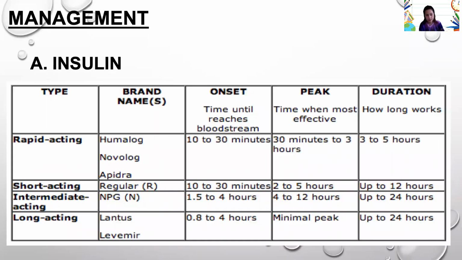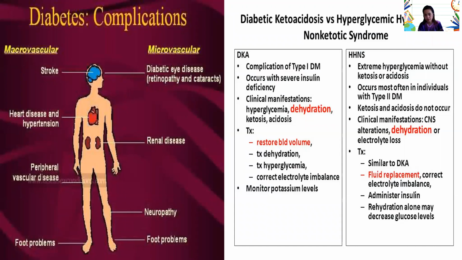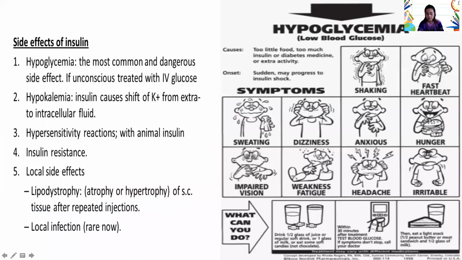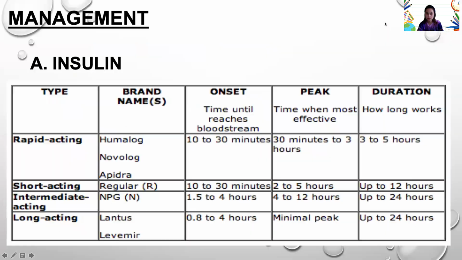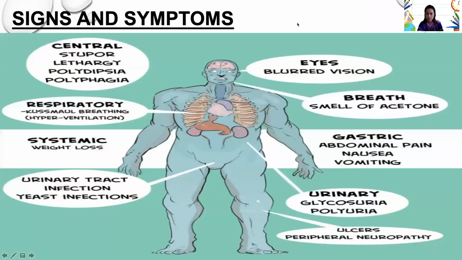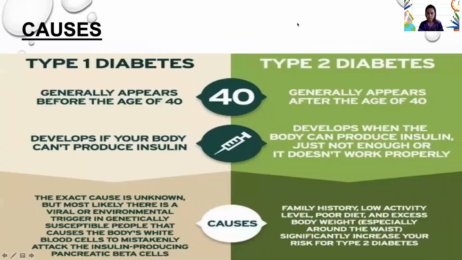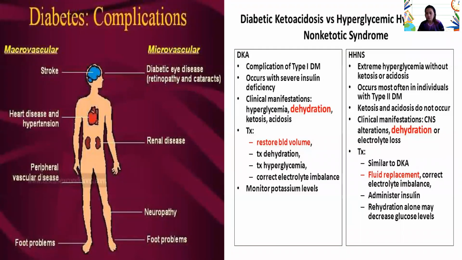So anong management natin? So let's take a look at what diabetic ketoacidosis and hyperglycemic hyperosmolar non-ketotic syndrome are. So, what's the difference between the two? DKA or diabetic ketoacidosis, yan yung complication ng type 1 diabetes. Yan yung pinakamalalang form. So, it occurs with a severe insulin deficiency.